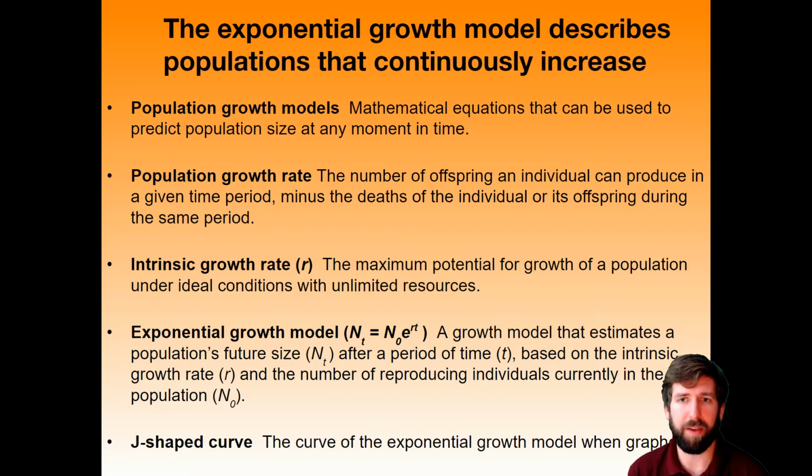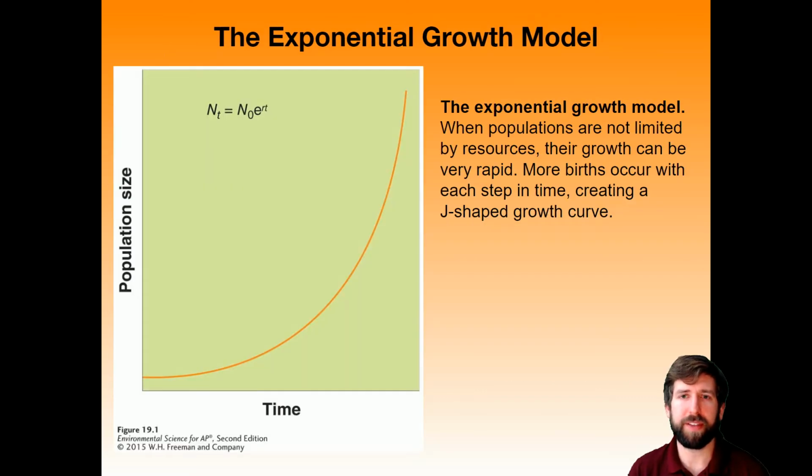This is going to play heavily into the two graphs that are in this chapter. The first one we'll look at is the J-shaped curve, the curve of the exponential growth model. So this is that J-curve model. You'll see that it is an exponential graph with that very sharp increase after that slow lag period at the front. And it says, the exponential growth model: when populations are not limited by resources, their growth can be very rapid. More births occur with each step in time, creating a J-shaped growth curve. So this is one of those words and graphs that you need to be able to recognize.